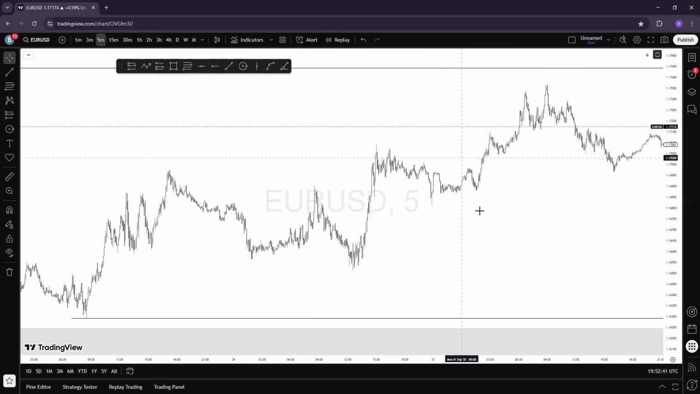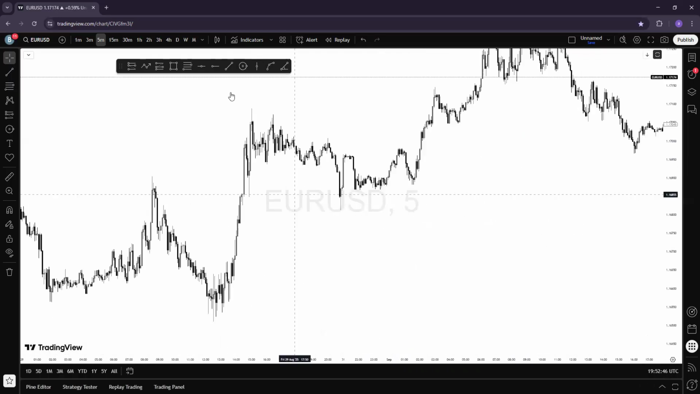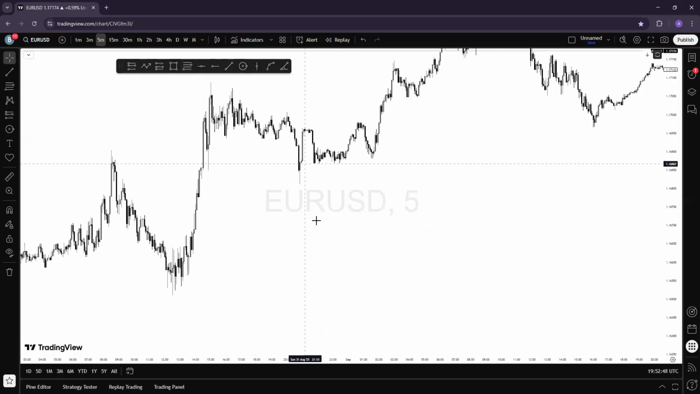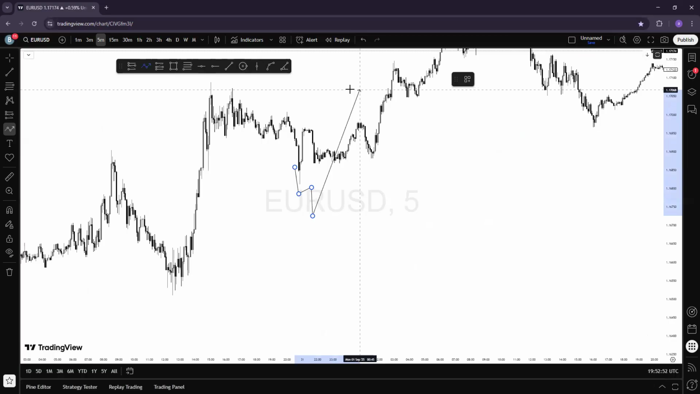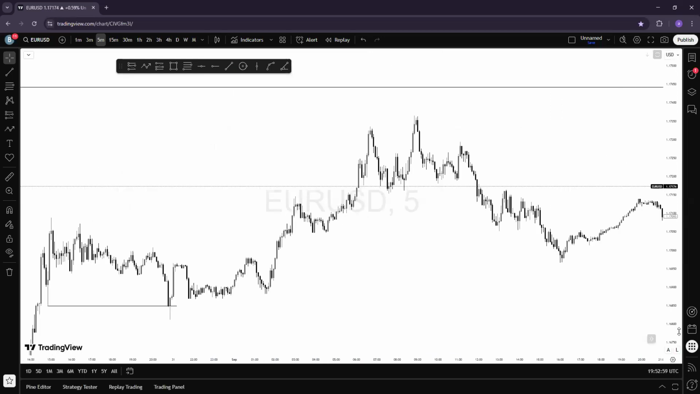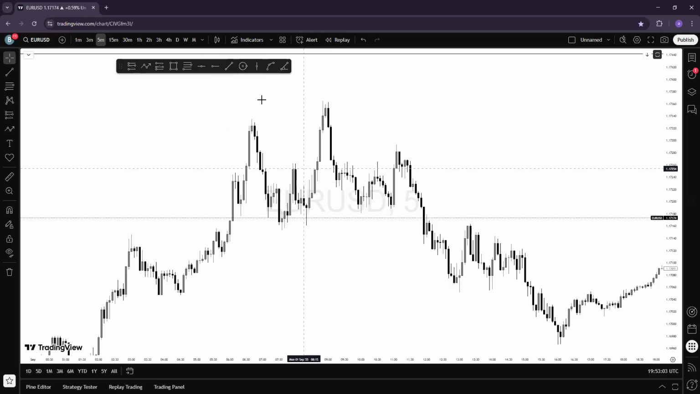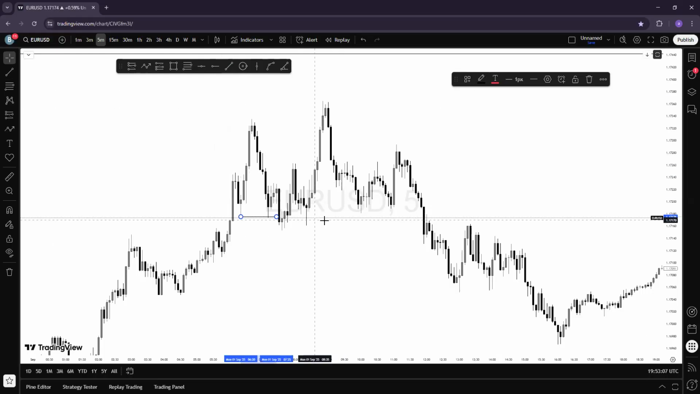So the new week started somewhere around here. And remember I said I was expecting the market to come somewhere around here and then give us a buy. But that didn't happen. The market just took this liquidity and then went up. So the trade started here. We have a sweep of liquidity here to make this point a protected point.